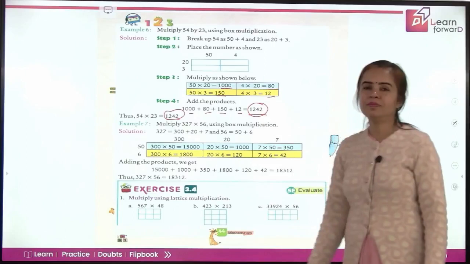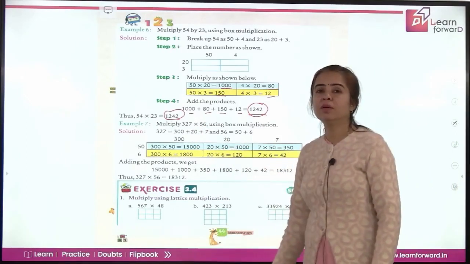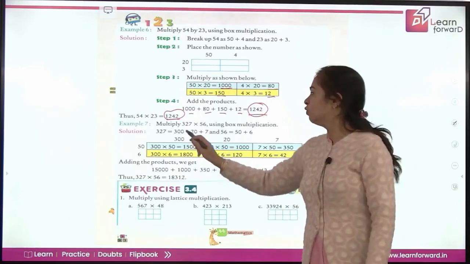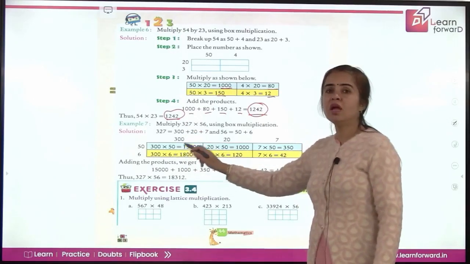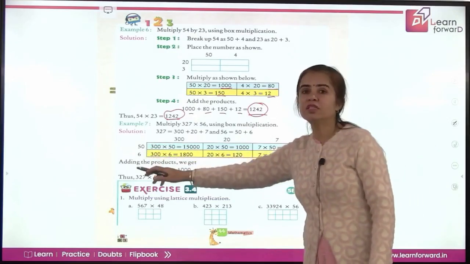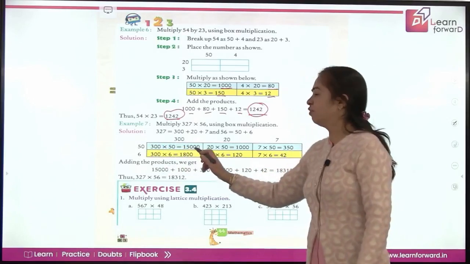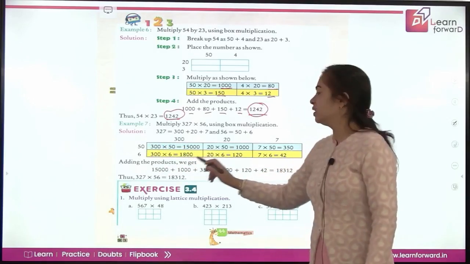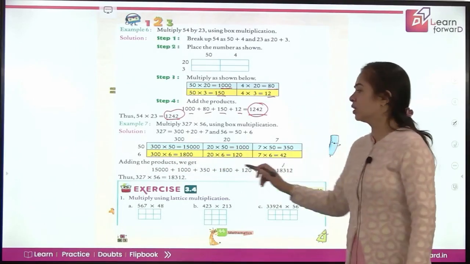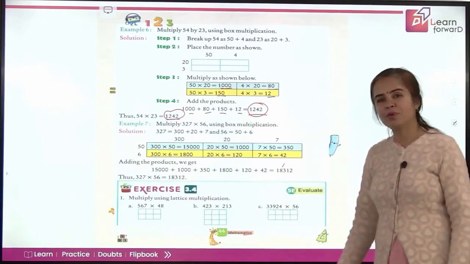1242. Similarly, if you have to multiply a 3-digit number by a 2-digit number, expand them again. So, for 327, you get 327 and for 56, you get 56. Now, which numbers are crossing for each box? Multiply them and find the product. And finally, add all these products. You get 18,312, which is your final product.